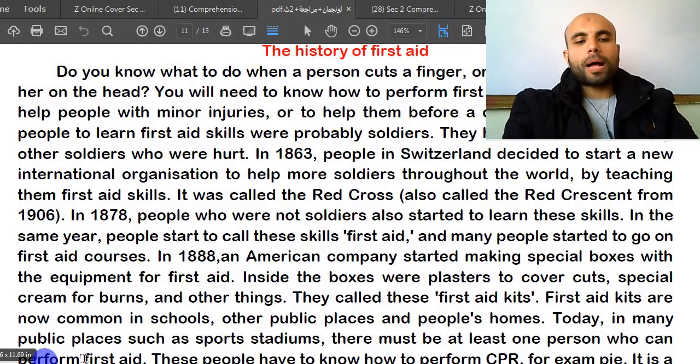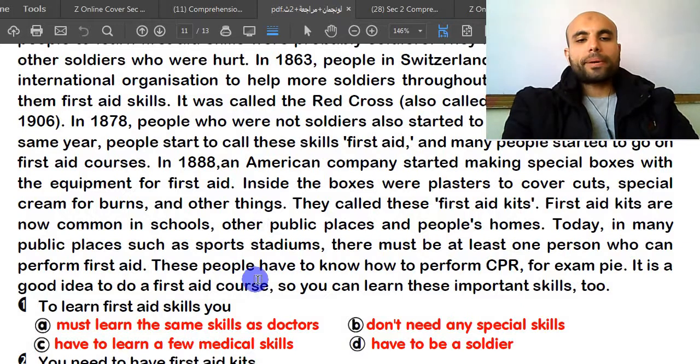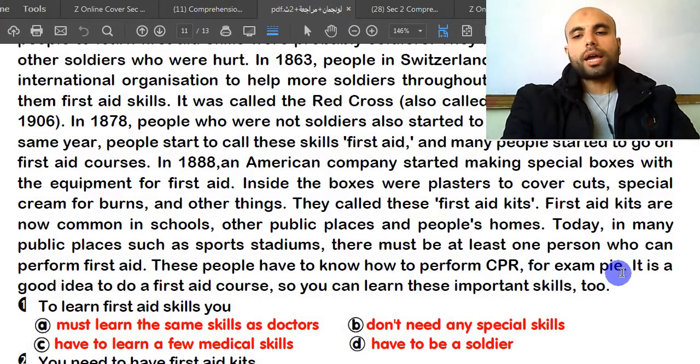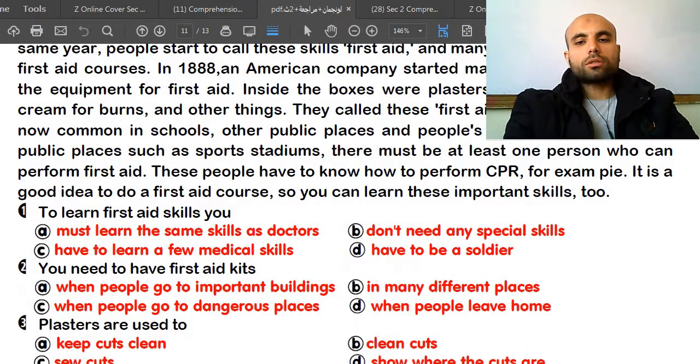Today, in many public places, such as sports stadiums, there must be at least one person who can perform first aid. These people have to know how to perform CPR, for example. It is a good idea to do a first aid course so you can learn these important skills too. So now let's move to the questions.